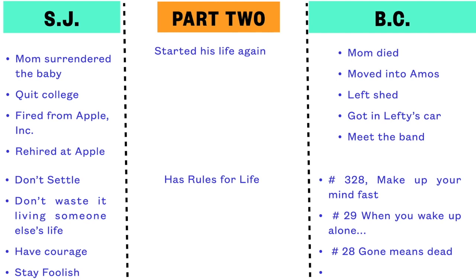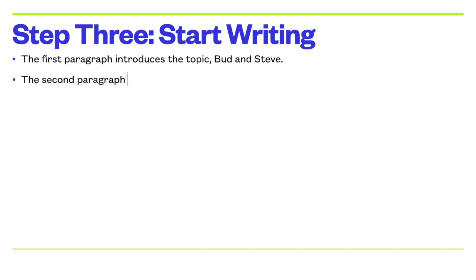So now your paper has lots of things in each column. And the middle column, each one of those could be a paragraph. You have lots of ideas now on how Steve Jobs and Bud Caldwell are the same and how they're different. So now you need to actually start writing. Your first paragraph introduces the topic, Bud and Steve. You need to tell me who each of these people are and where you heard about them from and how they're connected. In the second paragraph, you're going to have to tell me how they're both the same.